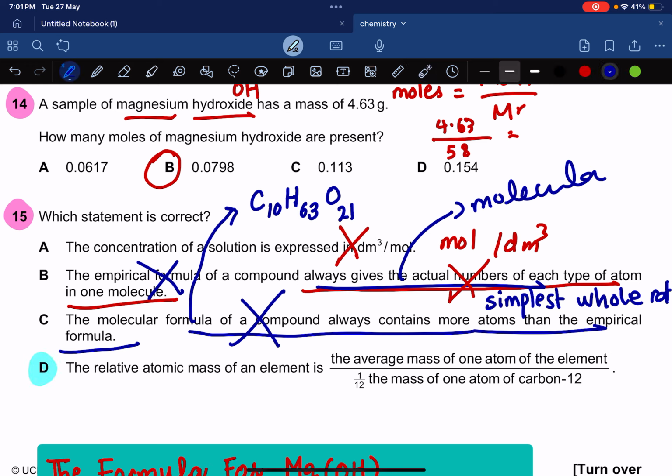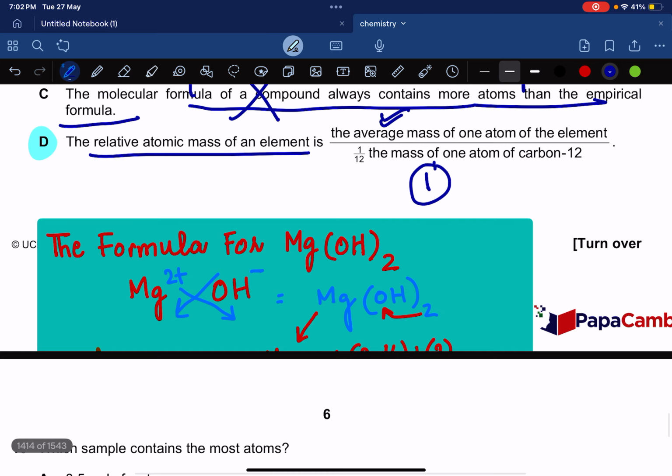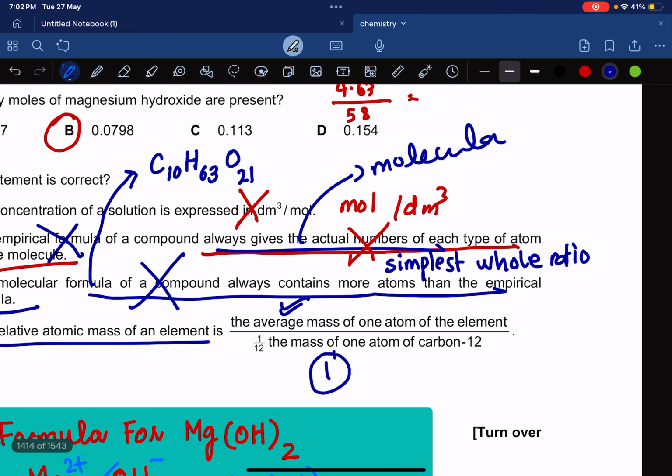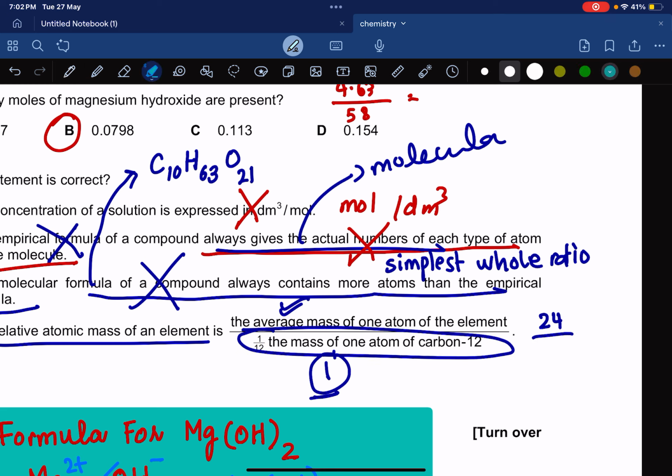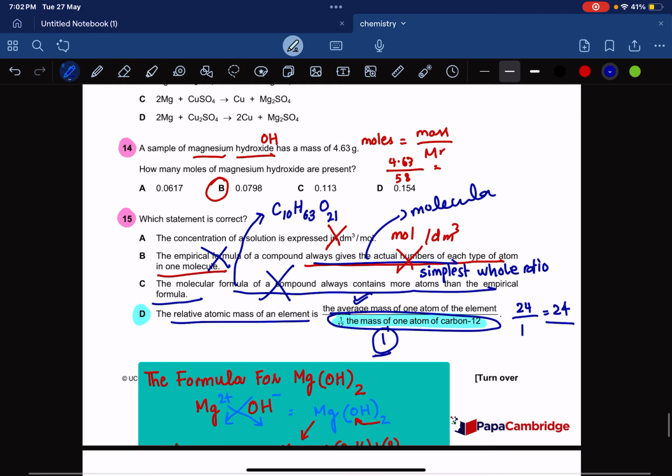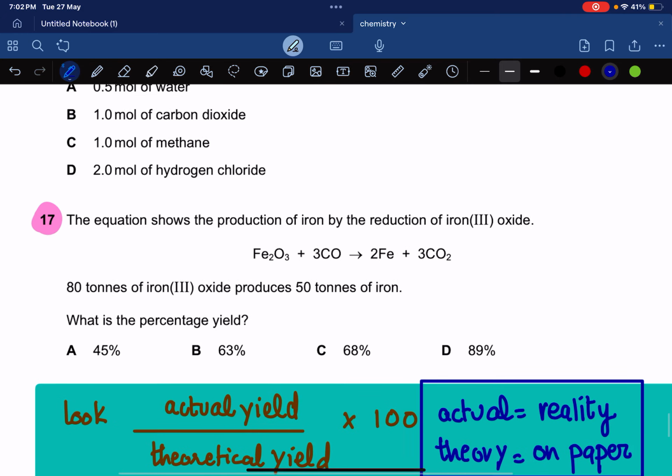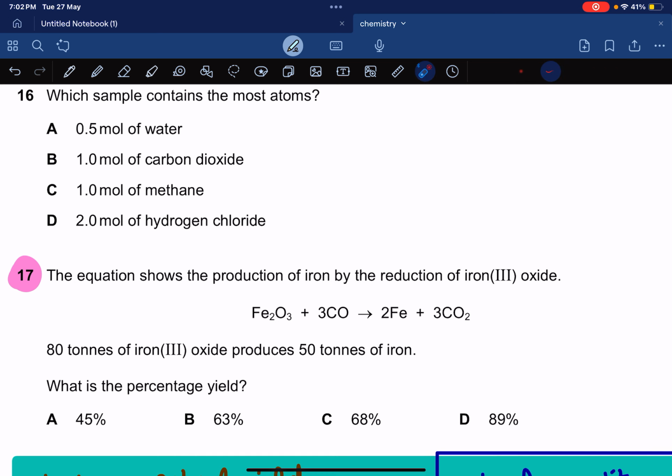So the relative atomic mass is the average mass of one atom. That's correct. You take the average mass and divide by 1/12 of the mass of a carbon-12 atom. 1/12 of the mass of a carbon-12 atom simply means 1. So D has to be correct, because for example, if you're taking magnesium, you take the mass for all the magnesium isotopes. That's 24, and you divide it by 1. This entire line, which seems very confusing, 1/12 of the mass of a carbon-12 atom simply means 1. So that's the Ar for magnesium.